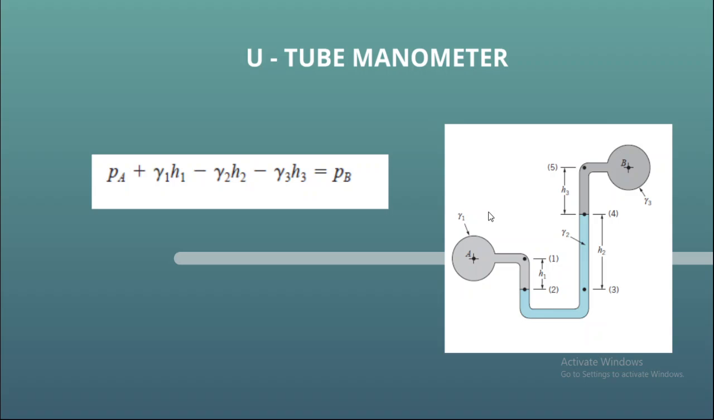Okay, so what happened? Let's suppose the specific weight of fluid A we are representing as gamma A, the specific weight of the gauge fluid we are representing with the variable gamma 2, and the fluid at point B we are representing its specific weight with the variable gamma 3.